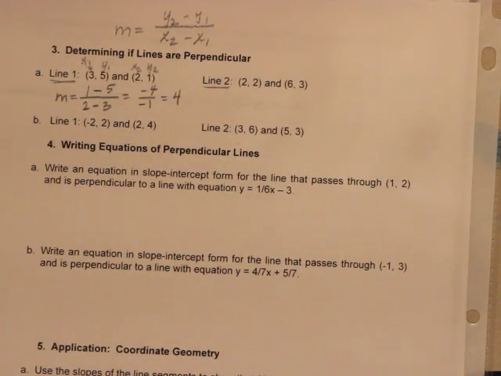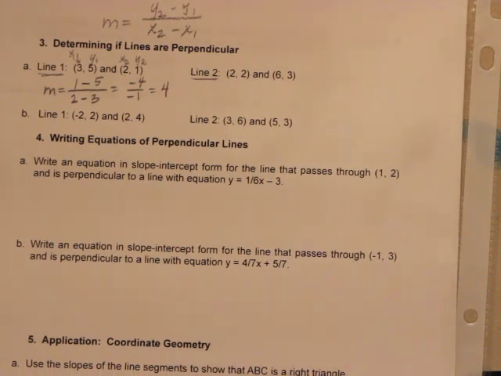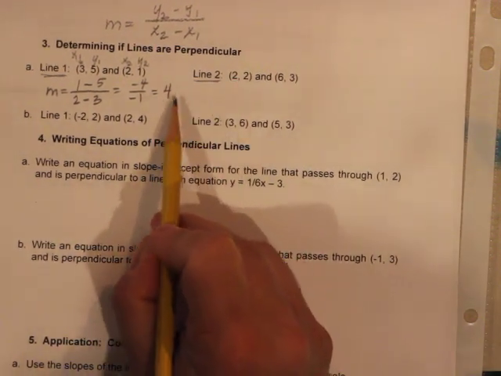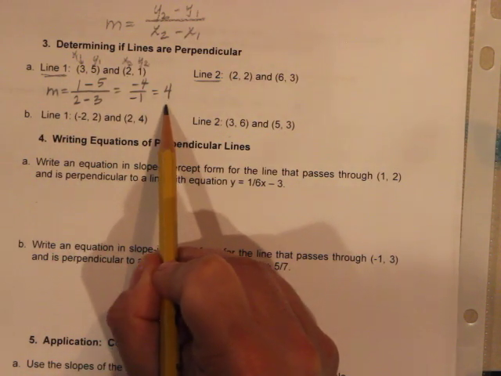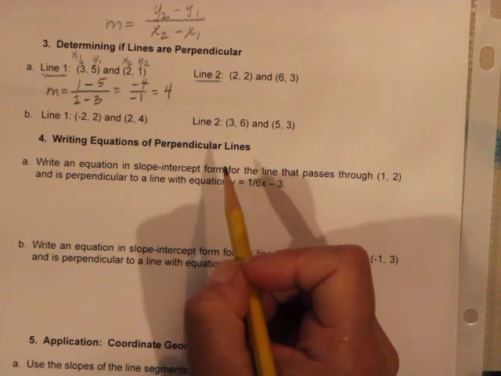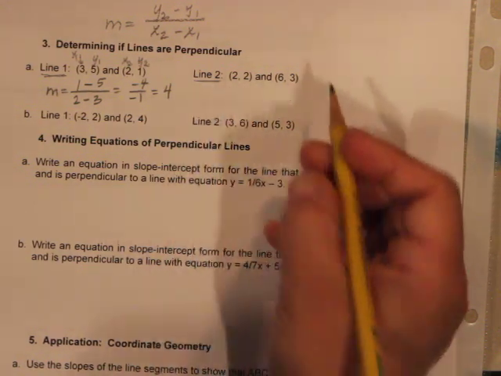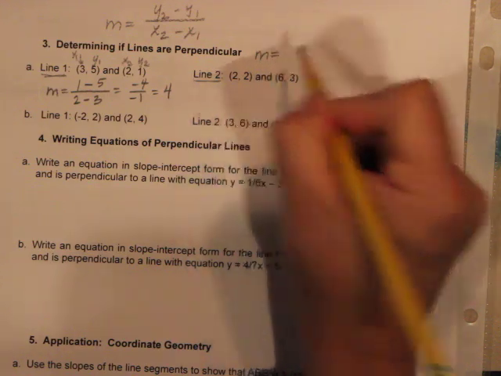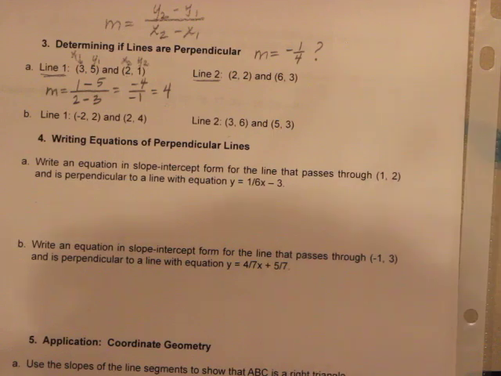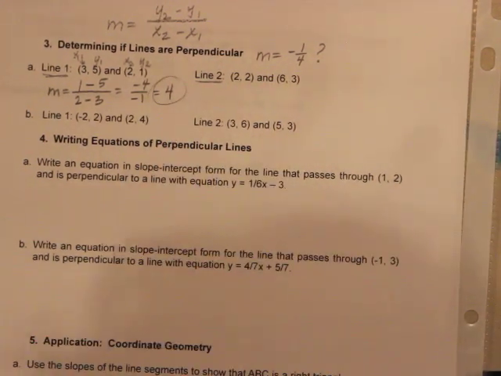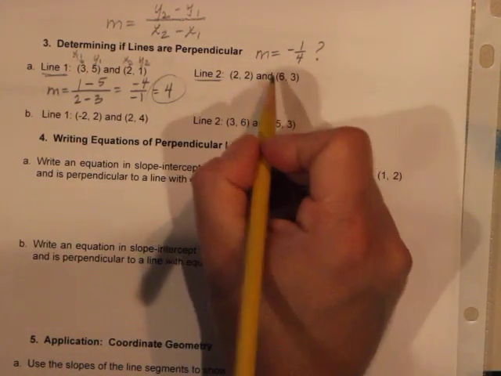Okay? If line 2 is going to be perpendicular to this line, it needs to have a slope that is the negative reciprocal. The reciprocal of 4 is 1/4. Remember that, guys? So that means that line 2 must have a slope of negative 1/4. That's the question. Does it? Okay, because that's the negative reciprocal of 4. Would be negative 1/4. So let's check it out.